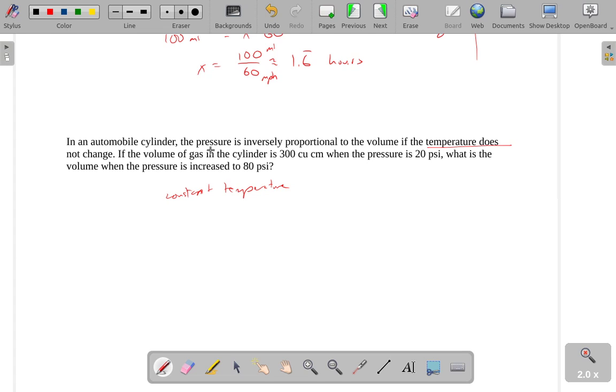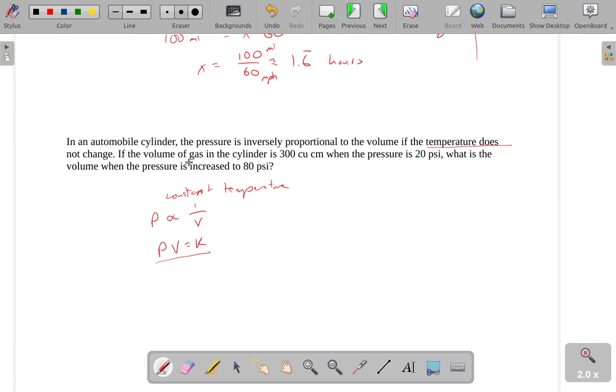Alright, so the pressure is inversely proportional to the volume. So P is inversely proportional to V here. P is directly proportional to 1 over V is another way of saying that. Our P times V remains constant. So if we take the pressure times the volume, this is going to remain the same for any situation here. And that's the way I'm going to approach it. I'm going to say the pressure times the volume remains constant.